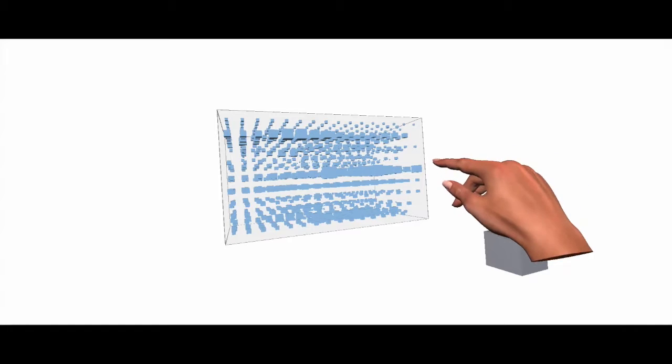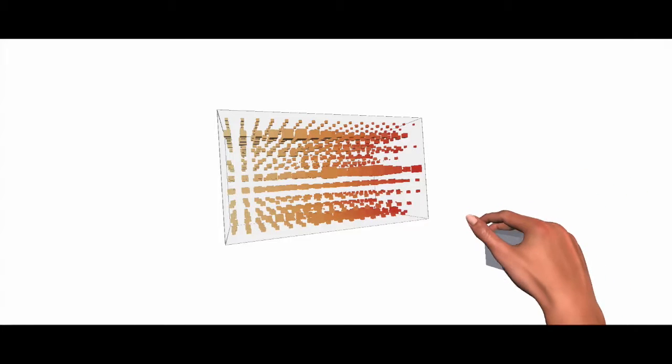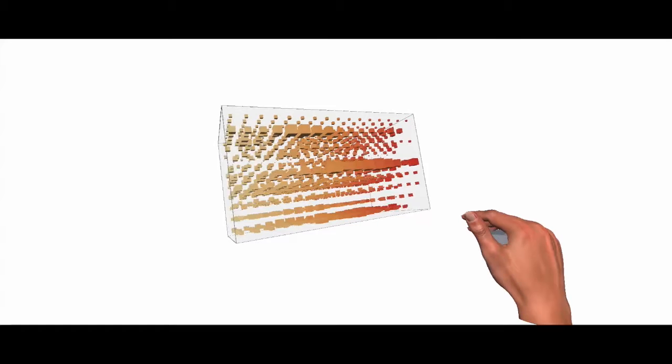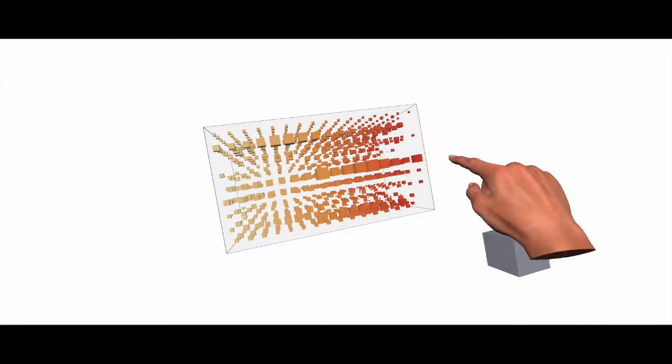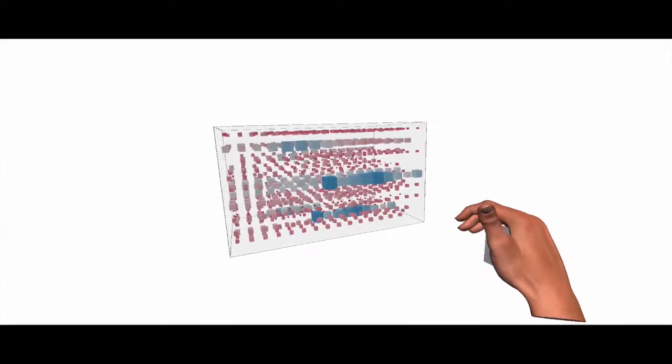The user swipes horizontally, first switching to a time-based color map. He then swipes again to switch to a weight-based color map.